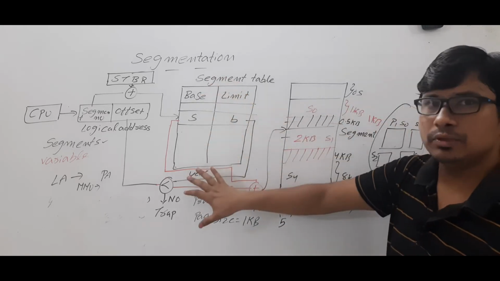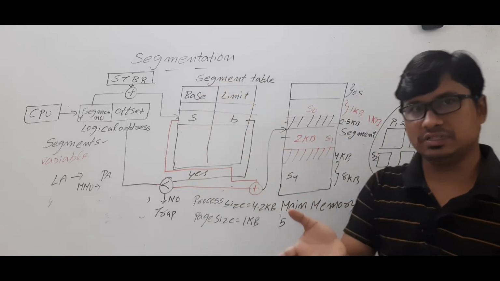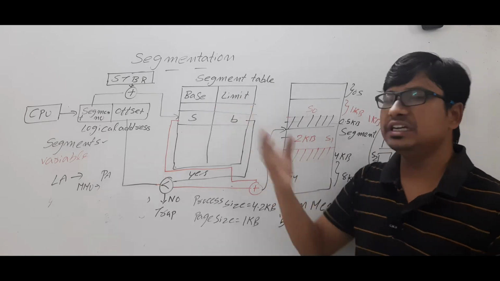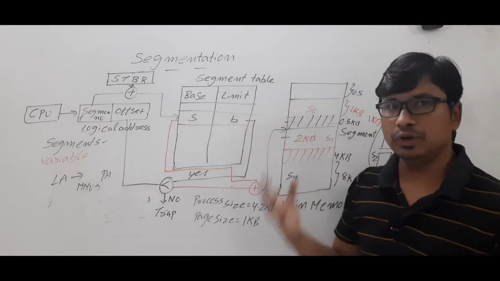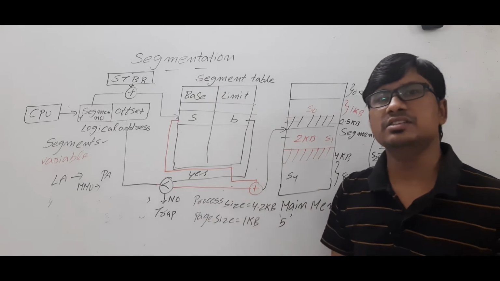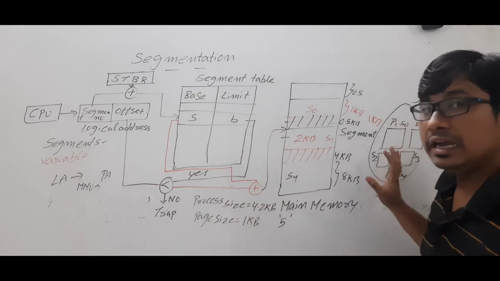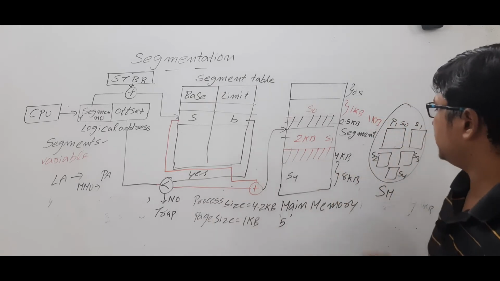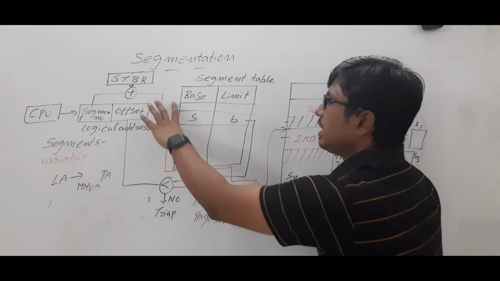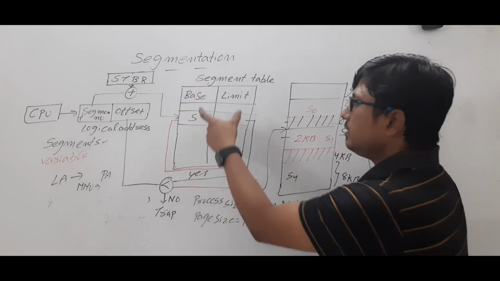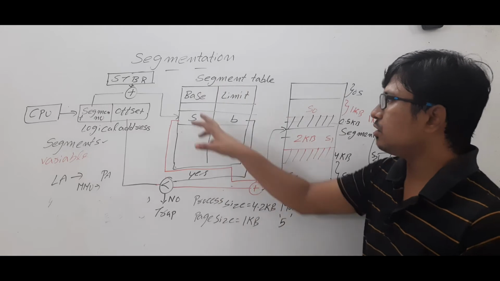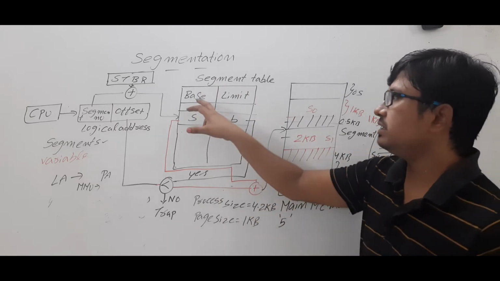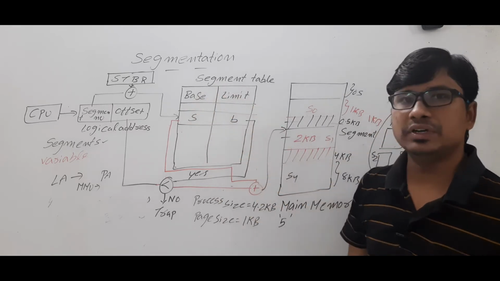The segment table will exist for each process. Each process will have its own segment table, and the number of entries in the segment table will depend on the number of segments. Let's take that here we have 5 segments, then it will have 5 entries, and each entry will consist of 2 important things: one is the base and the other one is the limit.